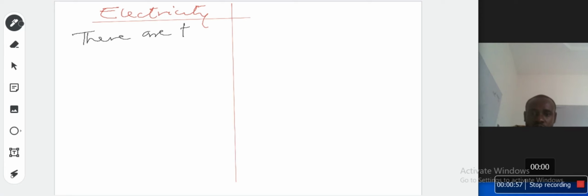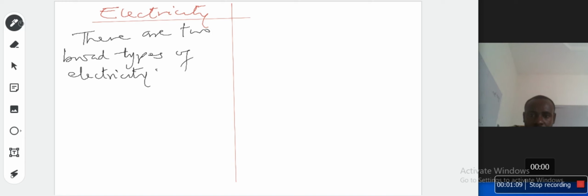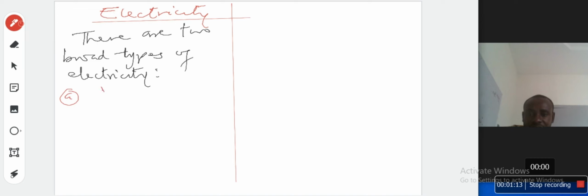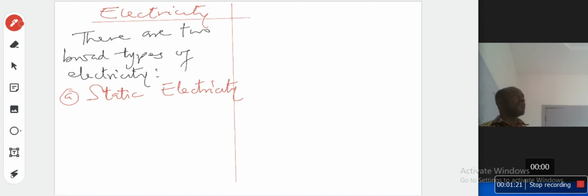Okay, there are two broad types of electricity. We have static electricity. Static electricity involves charges that are transferred and they stay in their position.